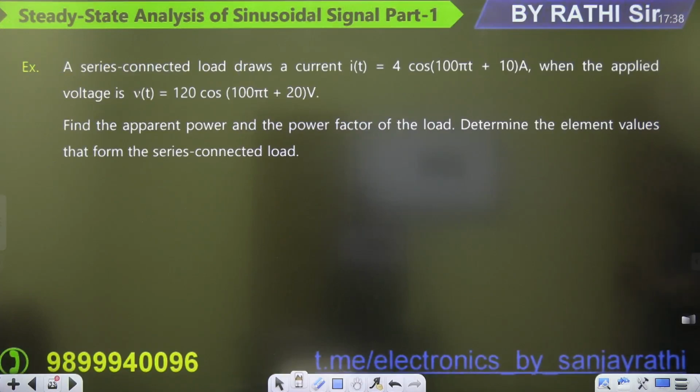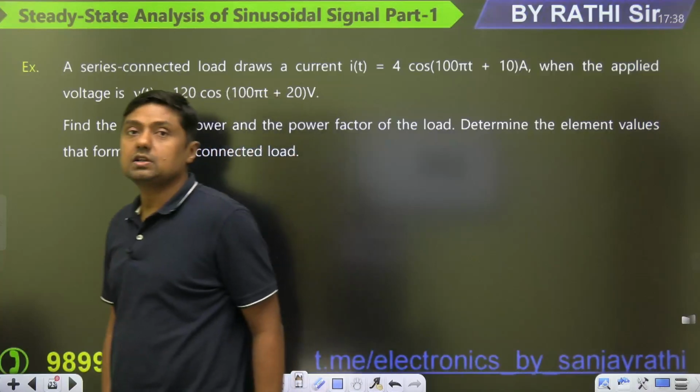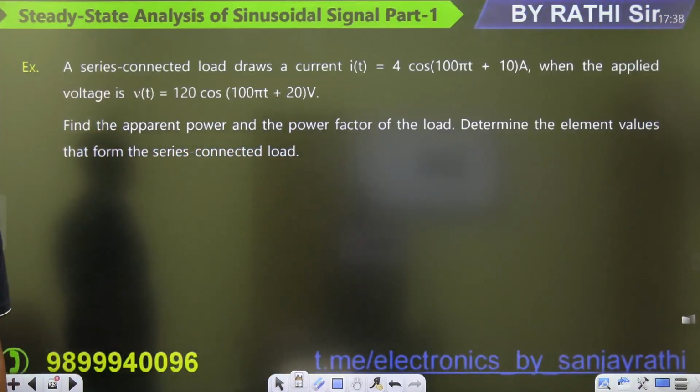Series connected load draws a current, this one, when the applied voltage is this one. Find the apparent power and the power factor of the load. Determine the element values that form the series connected load. You have to find the element values, whether it is an inductor or capacitor or resistor and so on.